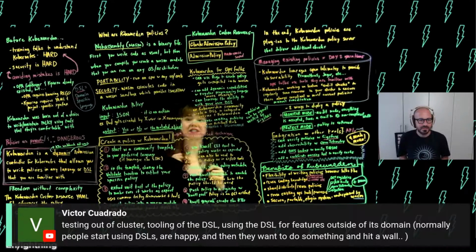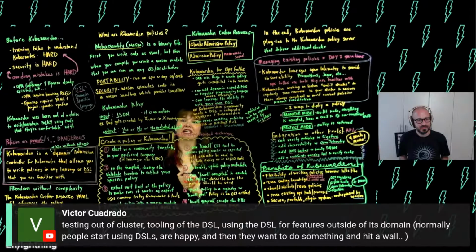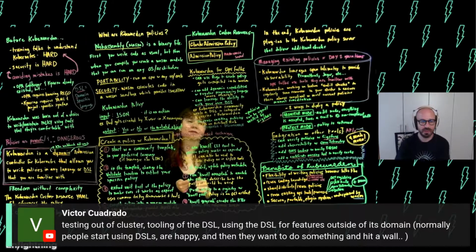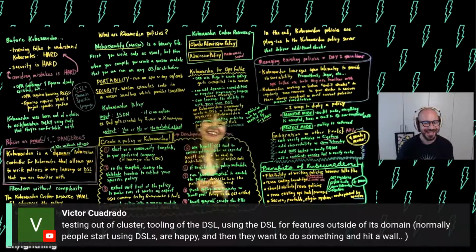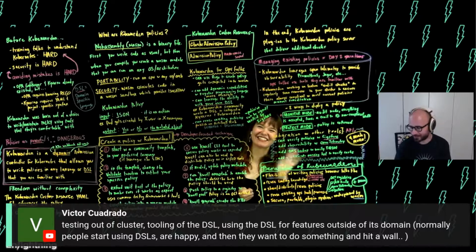Testing out of cluster, tooling of the DSL, using the DSL for features outside of its domain. Normally, people start using DSLs, are happy, and then they want to do something and hit a wall. So is Victor here mentioning more benefits, do you think? Yeah. I think Victor is also one of our maintainers, by the way. Okay. Hi, Victor. Thanks for being here. Thanks, Victor, for pointing it out.